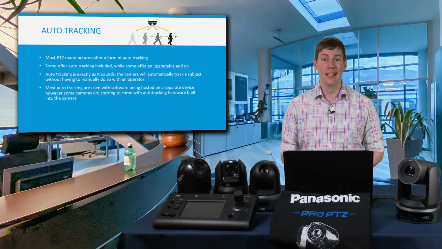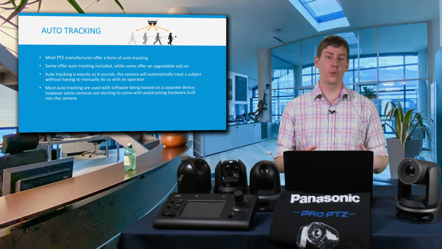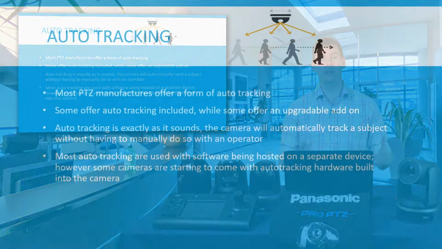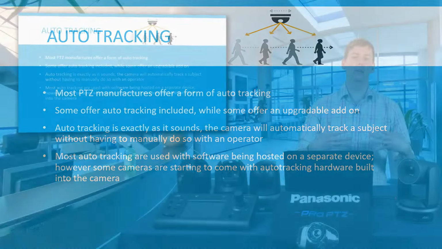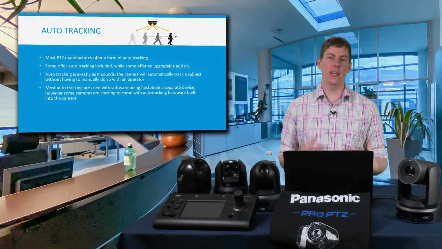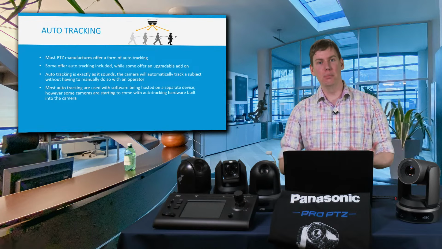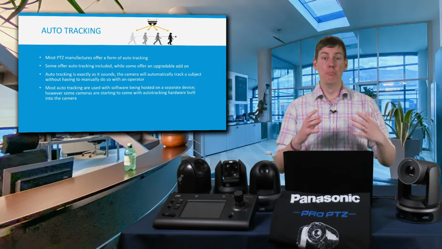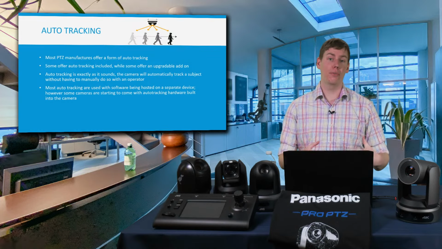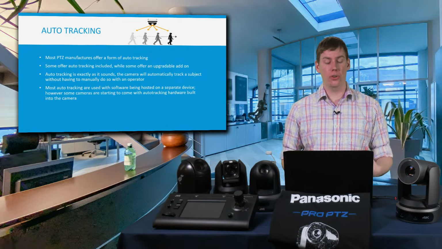So let's move on. The next thing we're going to talk about is auto-tracking. Auto-tracking is, quite frankly, well, the camera will automatically track somebody. Whether you are using face detection or body detection or limb detection or eye detection, the camera will somehow be able to track you without having a camera operator physically moving a joystick or clicking in a web GUI. Now, most PTZ manufacturers offer some sort of auto tracking.